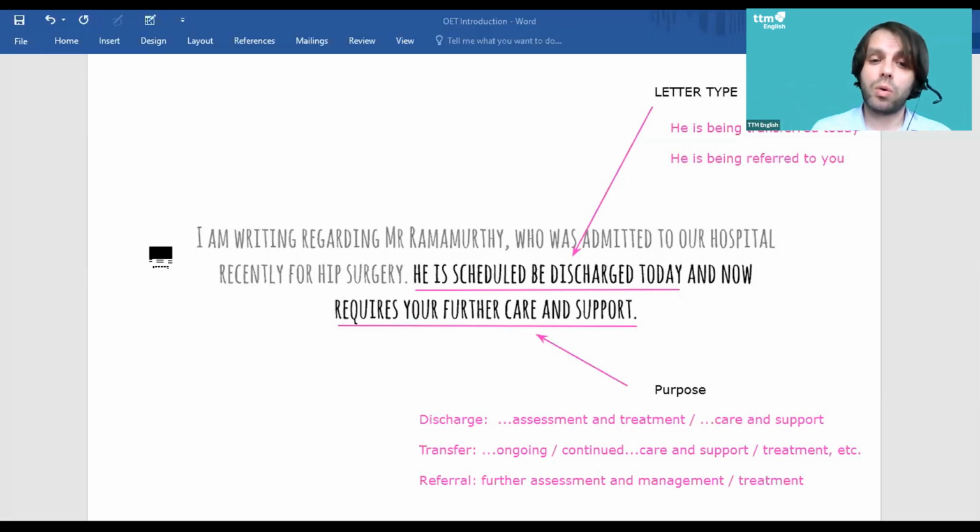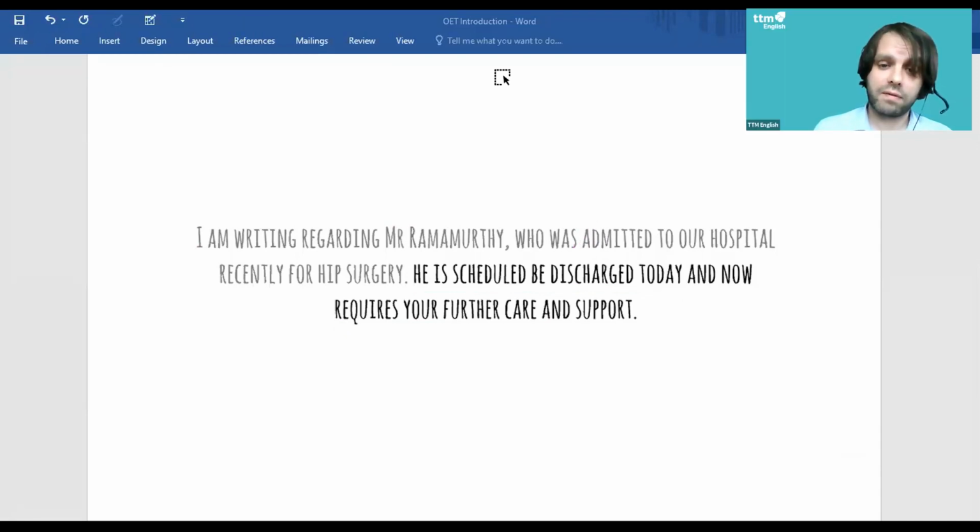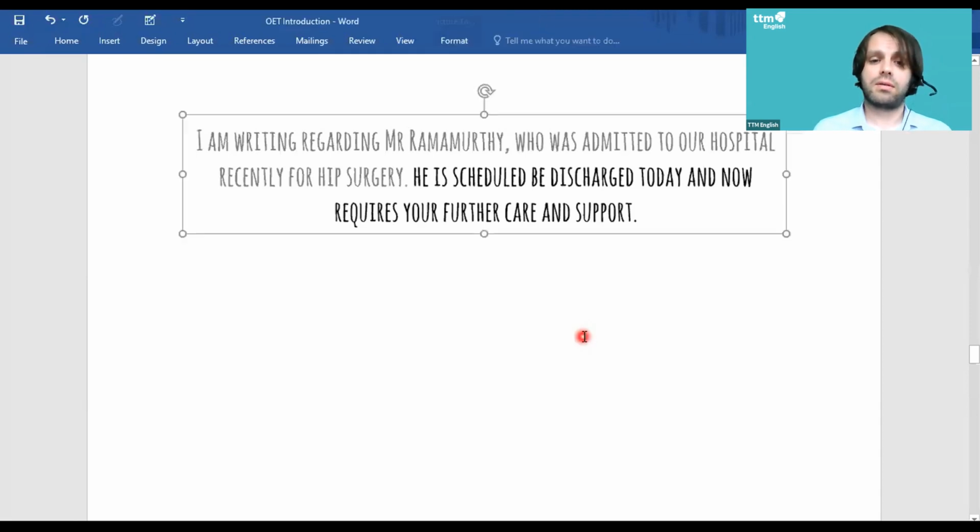And he now requires, and those next words can affect your grade massively. Okay. If you write to someone and say, and he now requires further treatment, but he doesn't require treatment, is that good? That's really bad. Yeah. Okay. So just watch out for that. Let's do some practice. Okay.